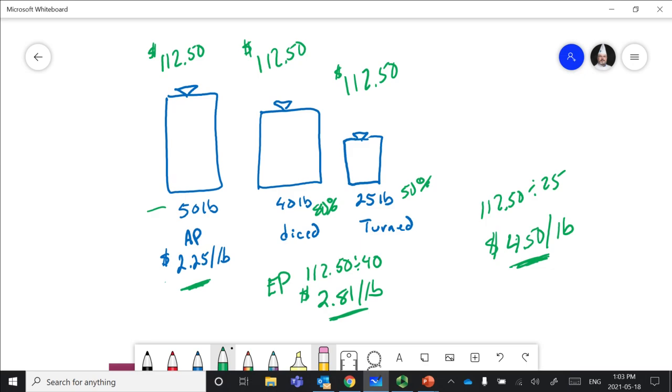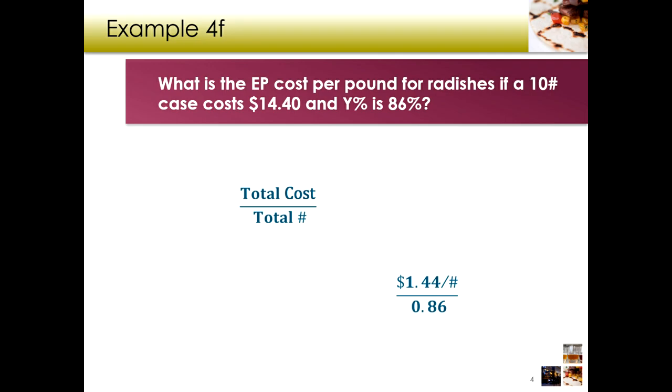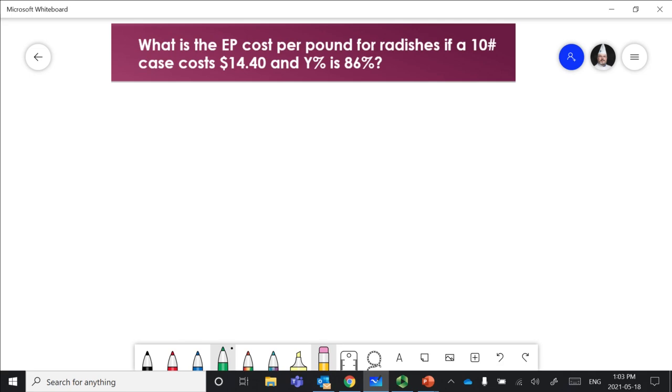And we recognize that if we process something, we have less of it left, but it's worth more because we still paid, as in the example up here, $112.50 for each one of these. It's just that the value per unit goes up the less we have. Okay? So the first example I've got is: what is the EP cost per pound for radishes if a 10-pound case costs $14.40 and the yield percentage is 86%?